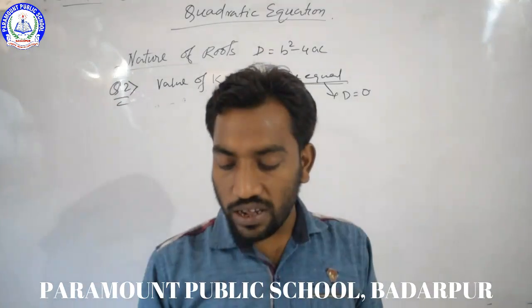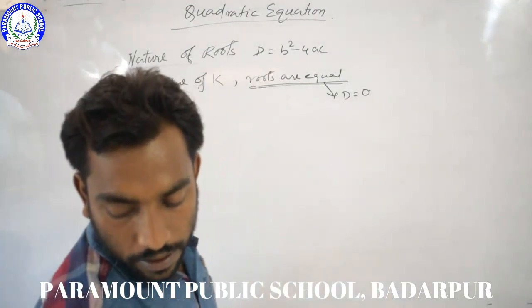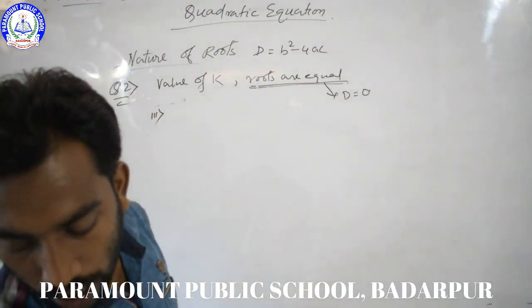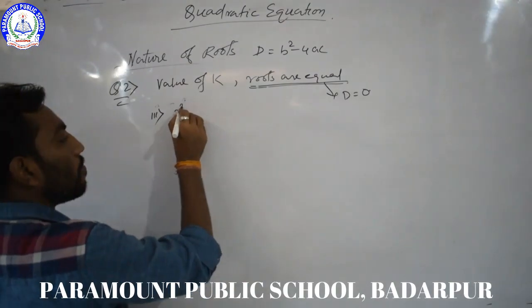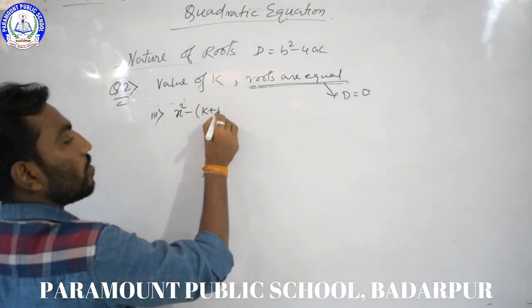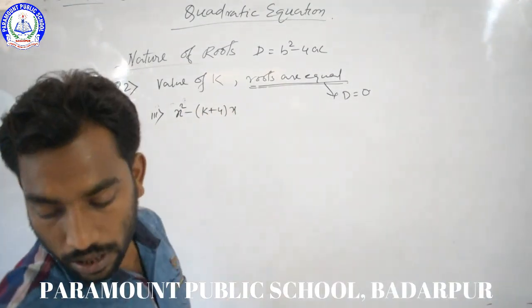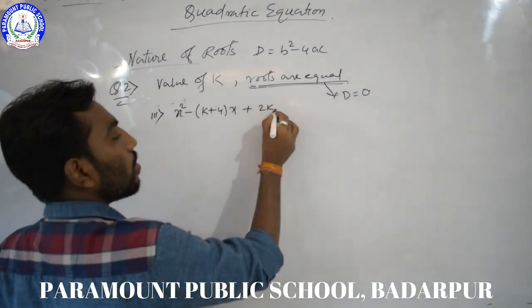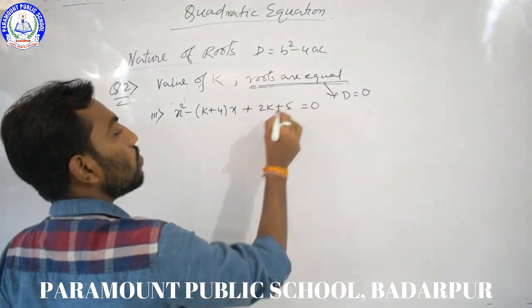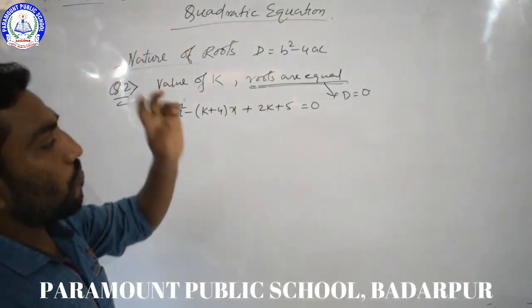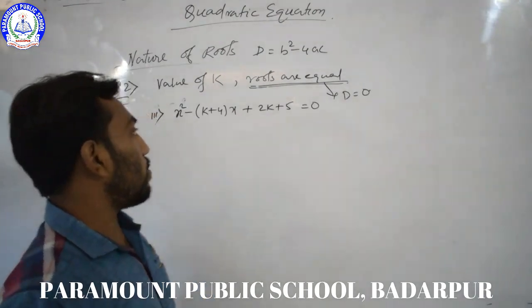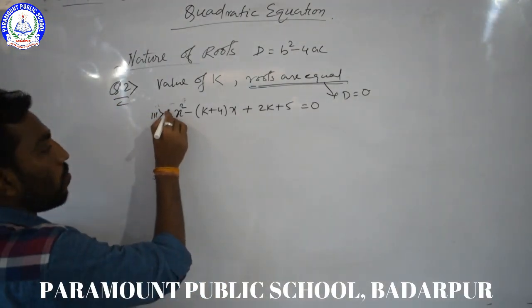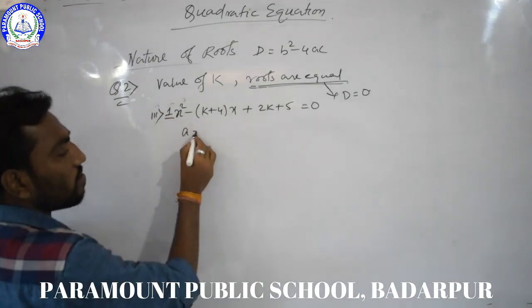Our next question is number 3. x square minus (k plus 4) into x plus 2k plus 5 is equal to 0. So from here, students, we can see the coefficient of x square is nothing but 1. So our a value is 1.